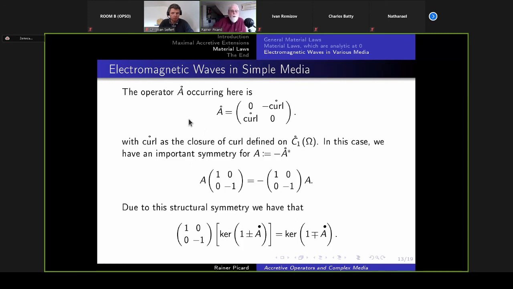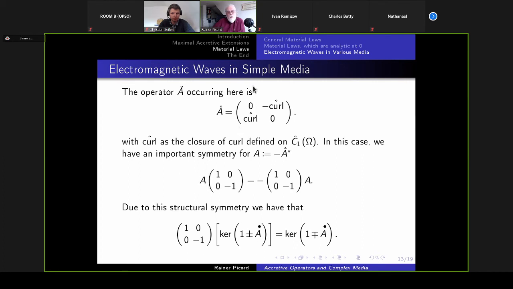So let's have a brief look at this construction of M-accretive extensions. So first we have a curl circ, which has this form. So all the boundary conditions for curl are implemented, usually by taking the curl on C1 functions with compact support, and then take the closure of that. That is one of the operators, and in the off diagonal, we have the same operator with a negative sign.